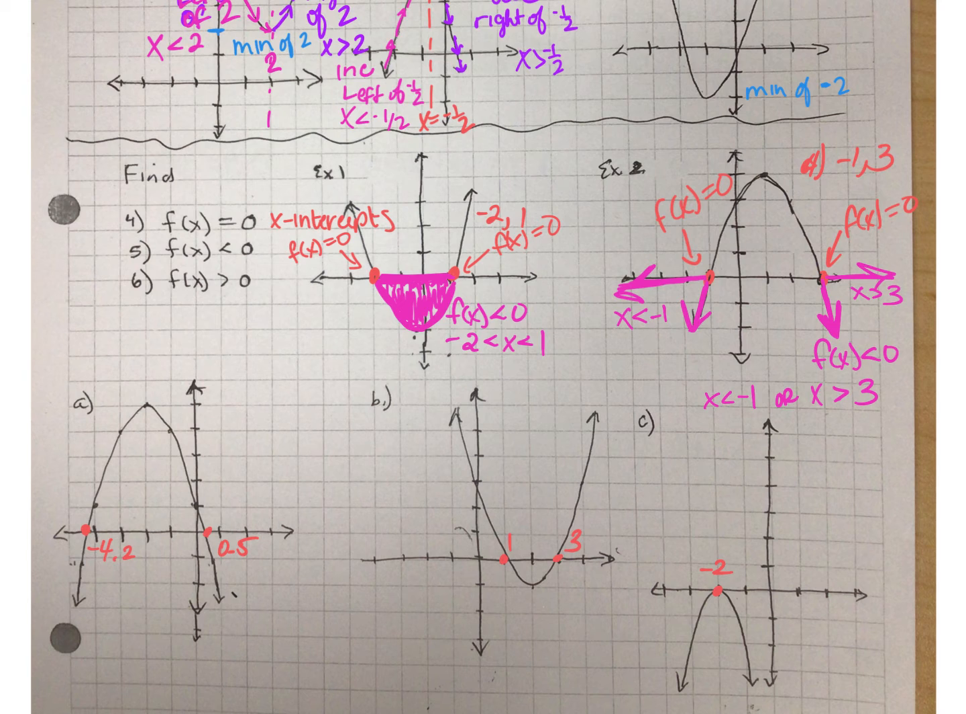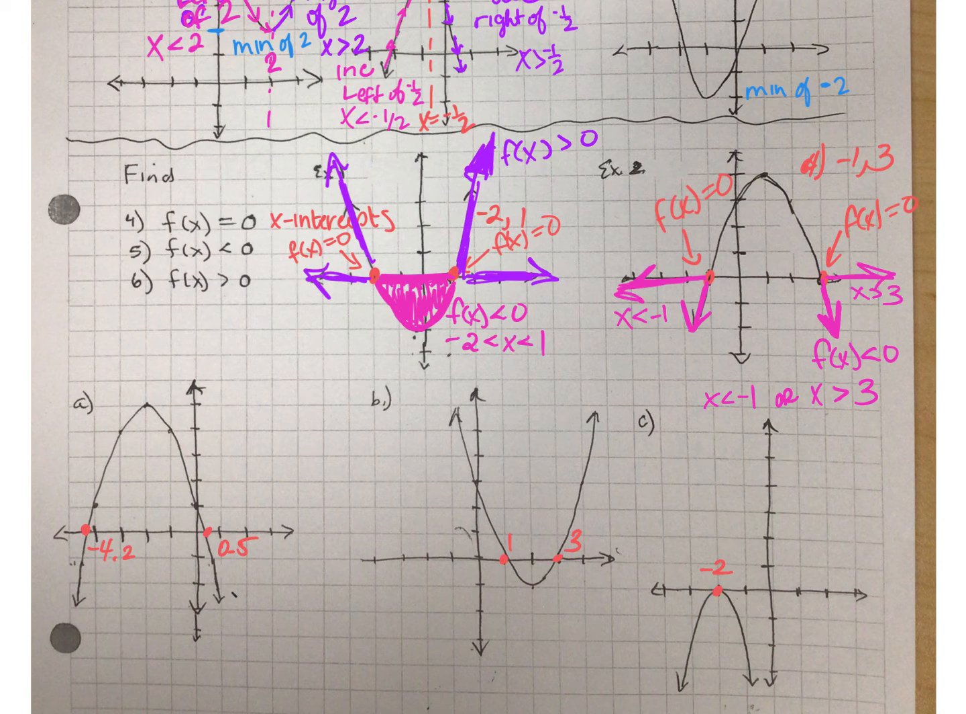Now, where is the graph greater than 0? Example 1, right? Above the axis. So that's this part, right? And this part. So f of x is greater than 0 for graph 1 here.